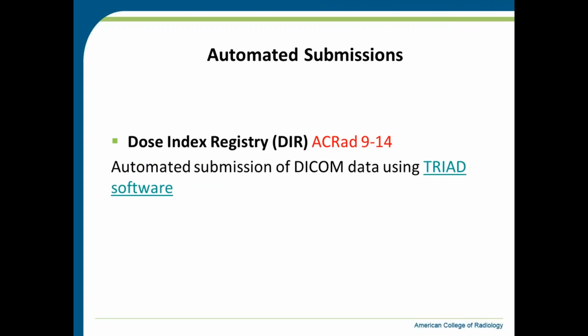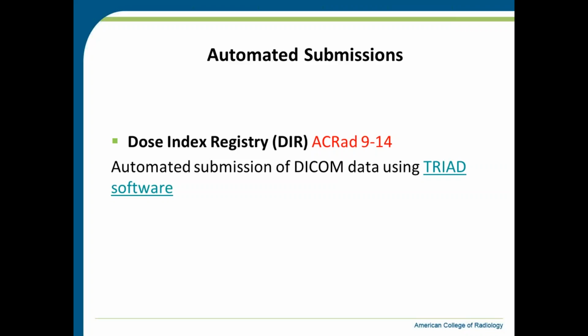There is one, so for automated submission, essentially we have a dose index registry. There's 6 measures. If your provider signed up for the dose index registry, there's 6 measures that they can use alone that could be used for PQRS reporting. And remember, we're only trying to get 9 measures. So like I said, by any means, you do not need to participate in all of the registries. But part of being signed up for the dose index registry, we collect data. It's an automated submission of DICOM data using our Triad software.